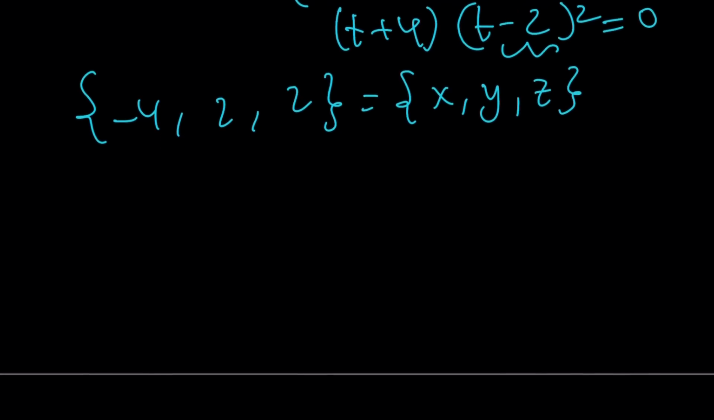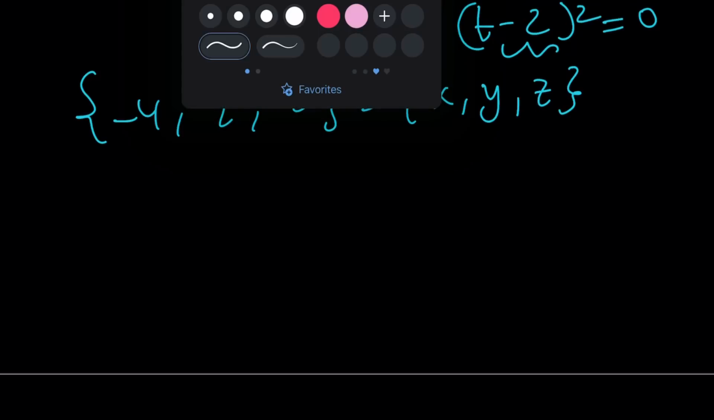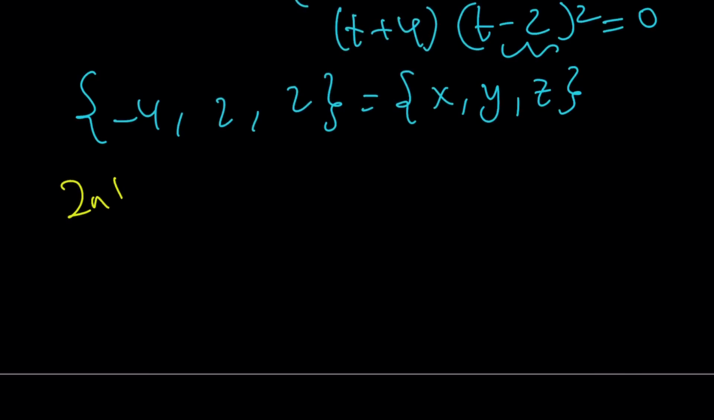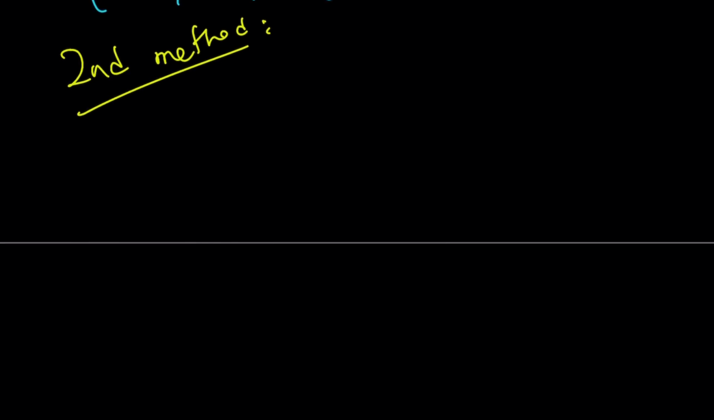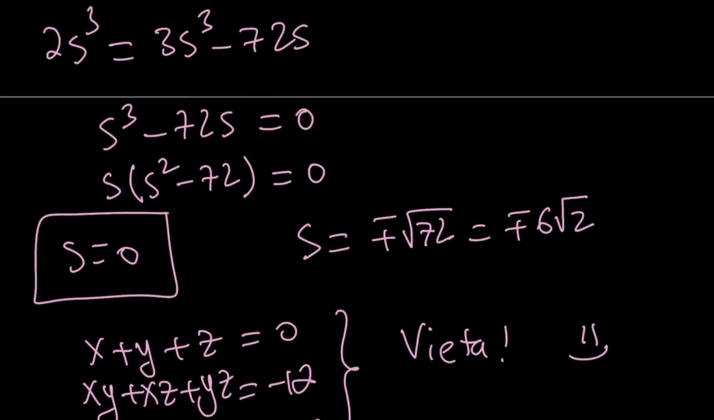But I know you can't repeat an element in a set, but let's just pretend we can. All right, so let's go ahead and take a look at the second method without further ado. The second method revolves around the following. It's a really nice identity, and as soon as you saw this system, it should ring a bell.